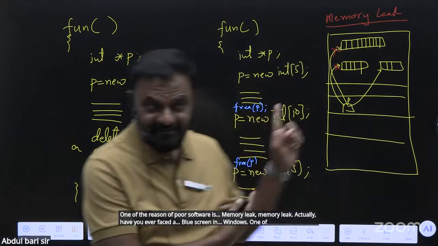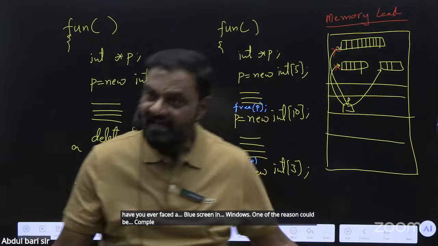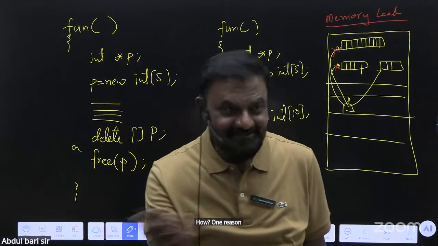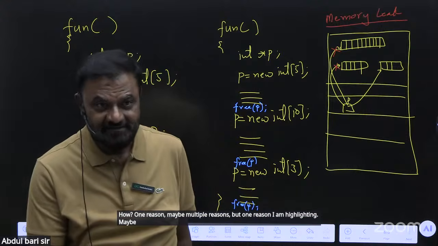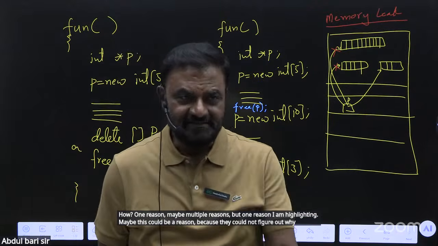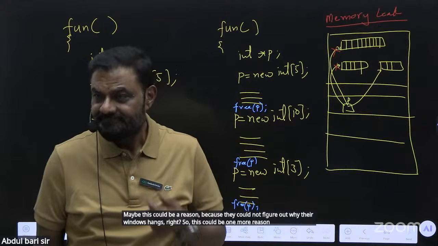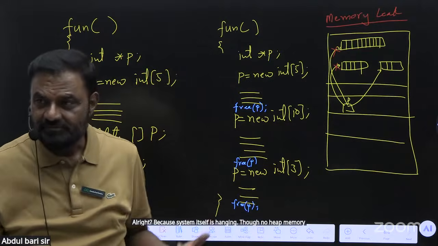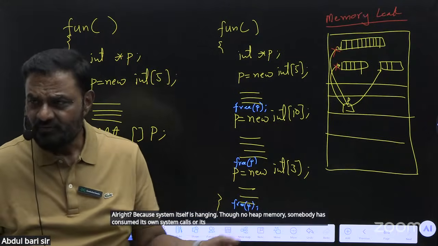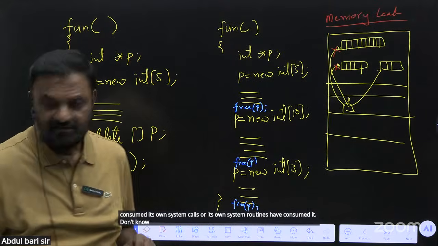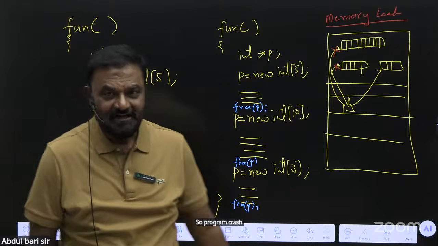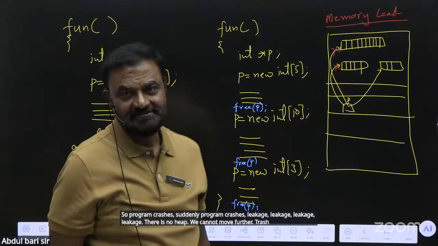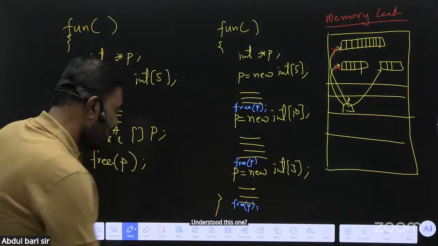One of the reasons could be this: complete Windows hanged. How? One reason, maybe multiple reasons, but one reason I am highlighting. Maybe this could be a reason because they could not figure out why their Windows hangs, right? All right, because the system itself is hanging. Though no heap memory, somebody has consumed it, its own system calls or its own system routines have consumed it. Don't know where the bug is lying. So program crashes, suddenly program crashes. Leakage, leakage. There is no heap. We cannot move further. Crash. Understood this one? Chalo. Now, further.